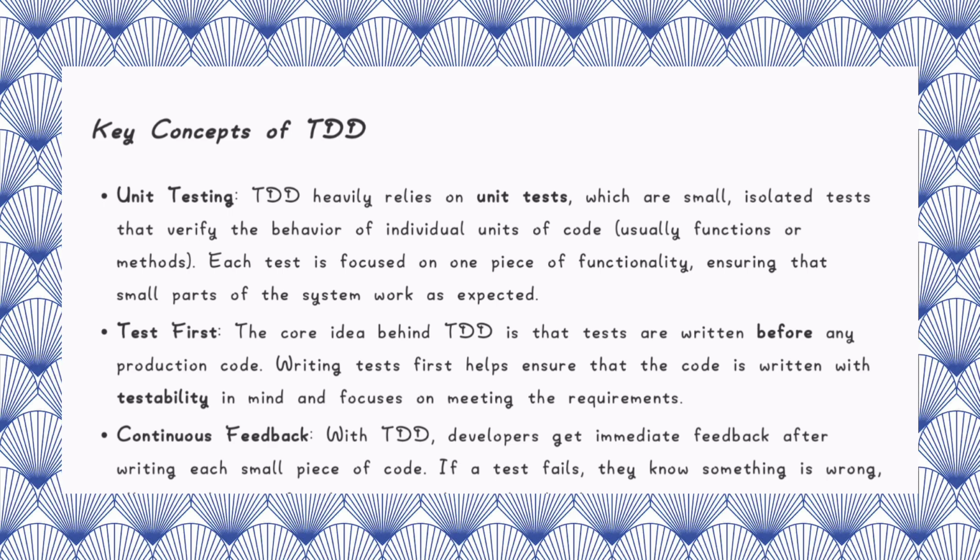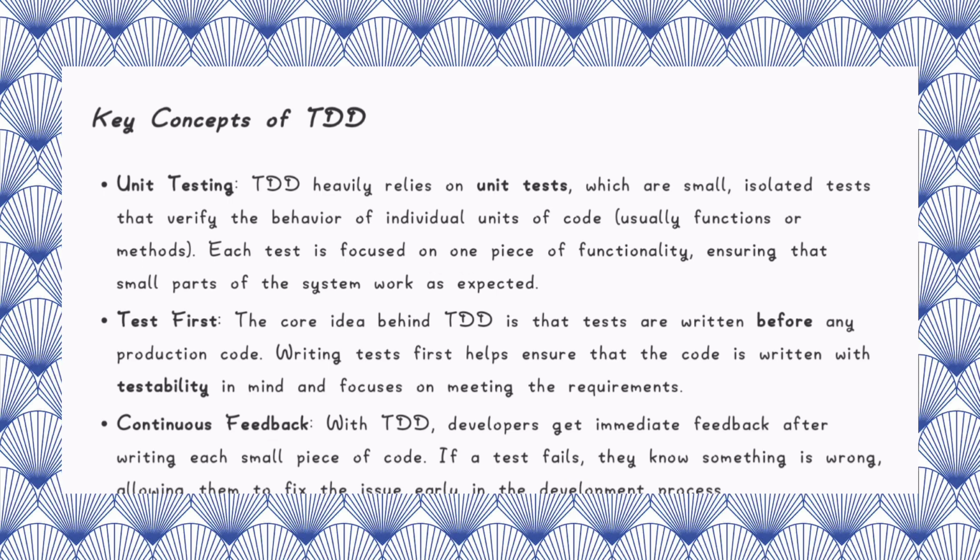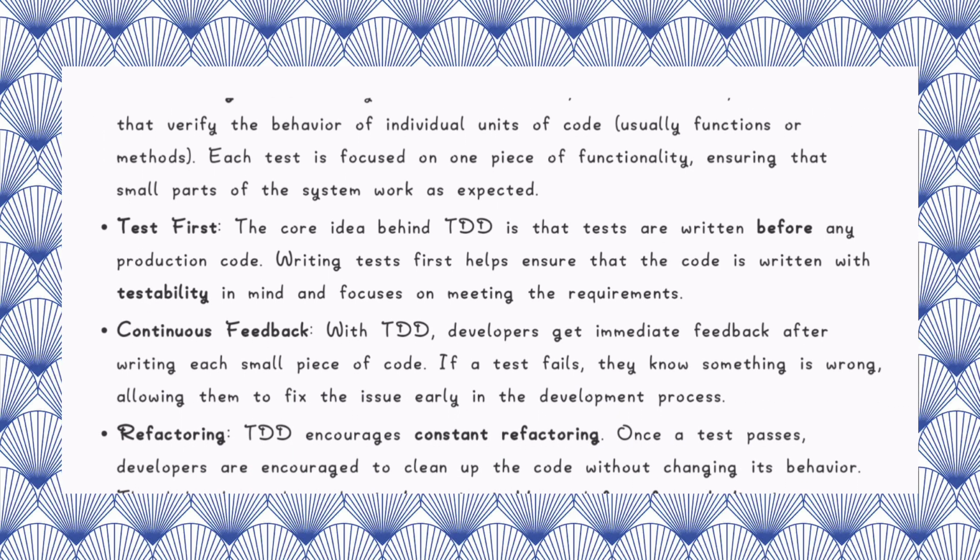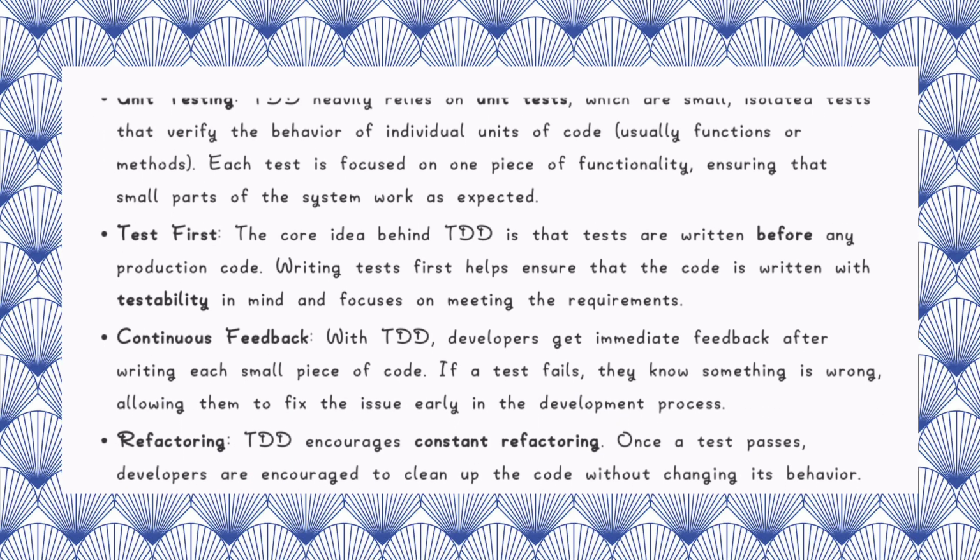Test first. The core idea behind TDD is that tests are written before any production code. Writing tests first helps ensure that the code is written with testability in mind and focuses on meeting the requirements. Continuous feedback. With TDD, developers get immediate feedback after writing each small piece of code. If a test fails, they know something is wrong, allowing them to fix the issue early in the development process.